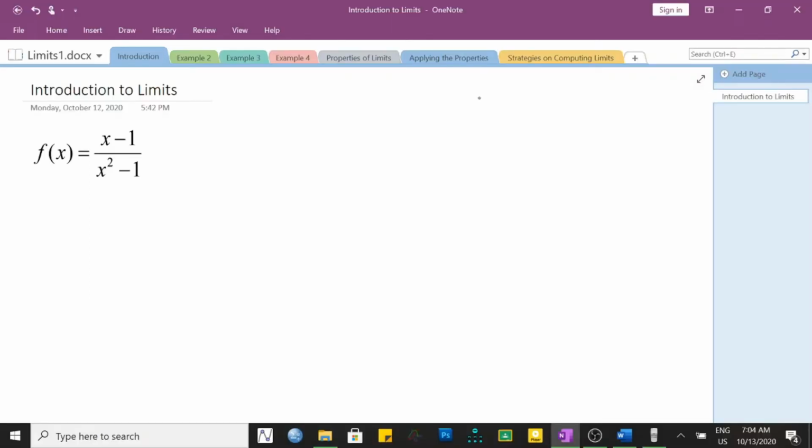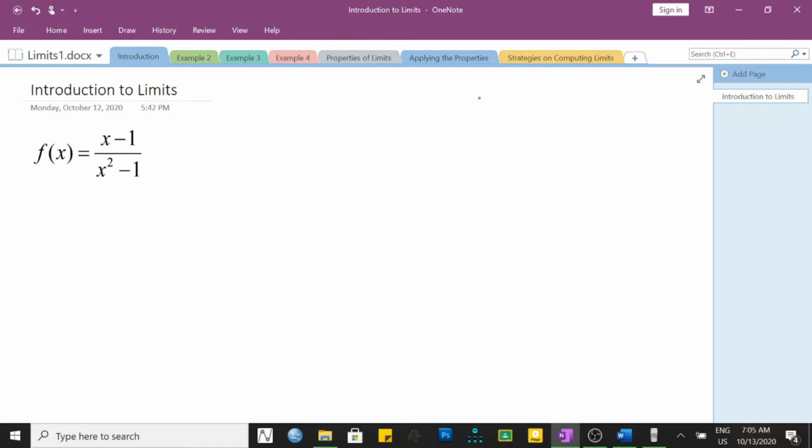First, we consider a function here as our working example. We have a rational function f of x equal to x minus 1 all over x squared minus 1. Now, we start by realizing that this function has values at the majority of x values or numbers in our x-axis that we can identify. For instance, we could evaluate it at x equal to 2 if we want.